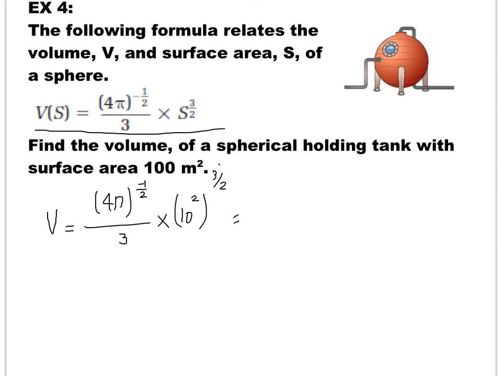Now I'm going to multiply 3 over 2 by the 2 in 10 exponent 2. I get 4 pi exponent negative 1 over 2, divided by 3, times 10 exponent 2 times 3 over 2, which is going to simplify to 3. So I'm going to get 10 exponent 3 divided by 3 times 4 pi exponent negative 1 over 2, which when you use your calculator is going to end up being approximately equal to 94 cubic meters.